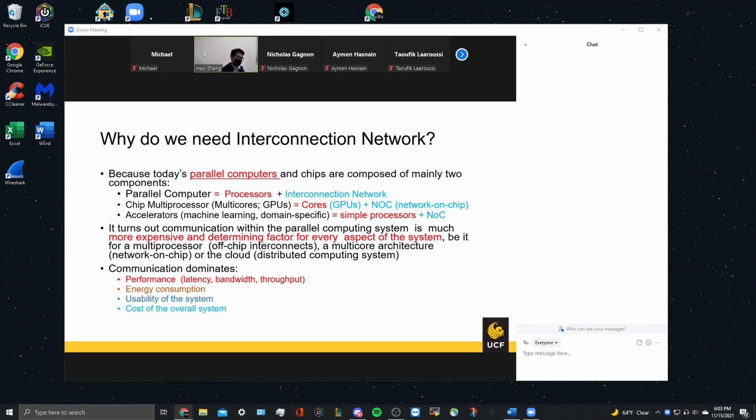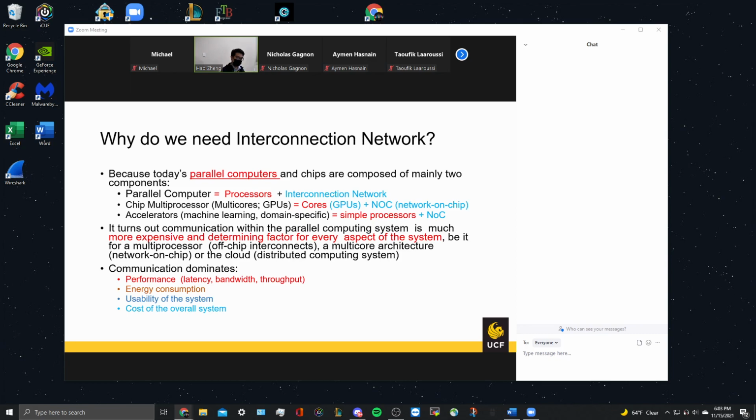So for example, the multi-cores or GPUs. We have many cores in the same chip, which are connected by the network on chip. And we definitely have some accelerator designs to support some emergent applications, such as machine learning or other applications, right? And we have some simple processors plus the interconnection networks.